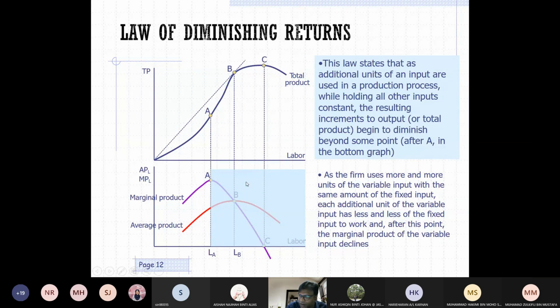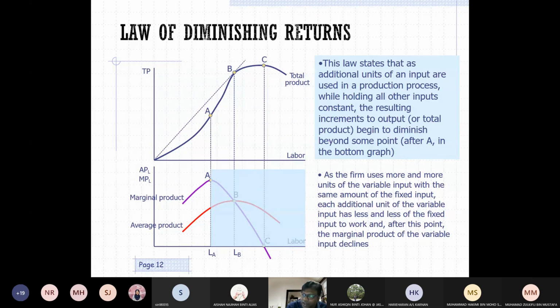This is how we need to read the graph. Always remember, guys, when you draw a graph, it has to be attached together. First, you come up with the total product, followed by the average product and the marginal product graph. From here, you can easily identify the changes that happen in the production.